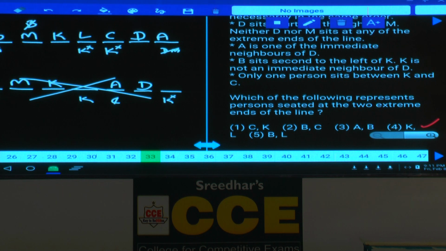Then question number 33. Which of the following represents persons seated at the 2 extreme ends of the line? 2 extreme ends of the line, tell me who are the persons here? A and B. A and B, that is choice 3.